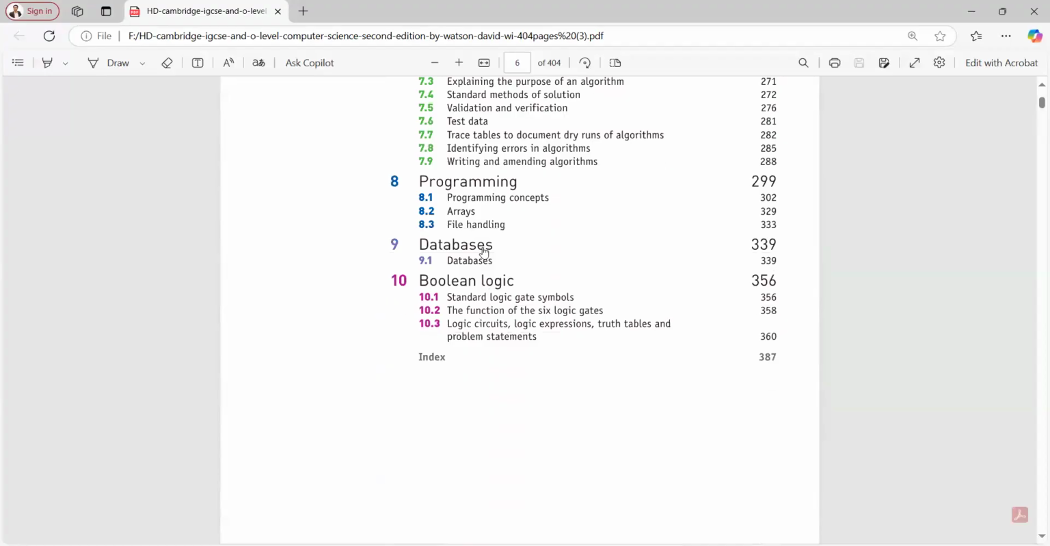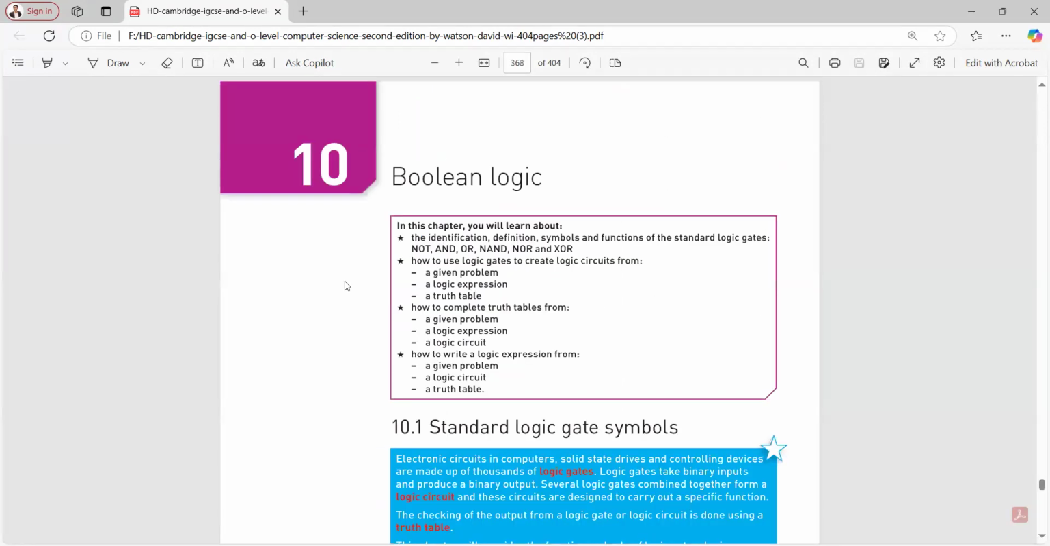Okay, so in today's class, we will be discussing chapter number 10, which is the last chapter of paper 2. The name of the chapter is Boolean logic or logic gates. There are two names given to this, but you don't need to feel confused. First of all, I'm going to explain what is meant by logic gates, or what the concept of these logic gates is.